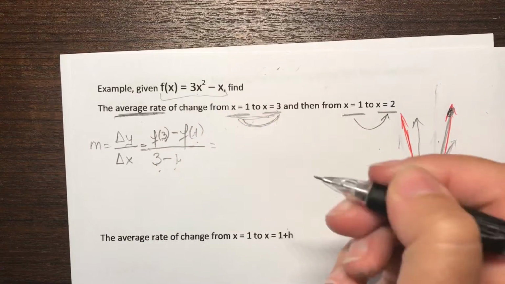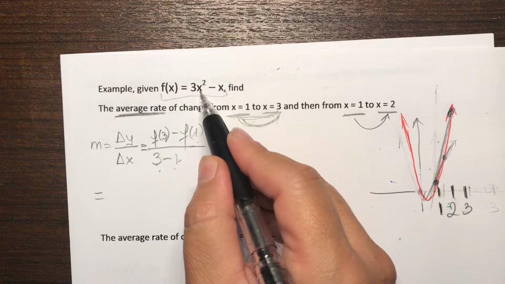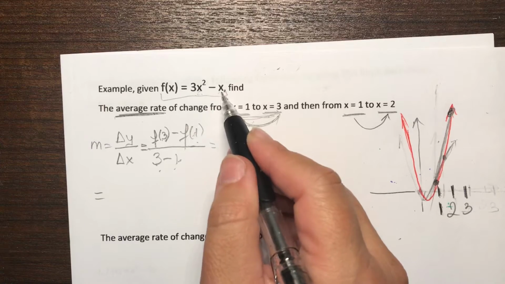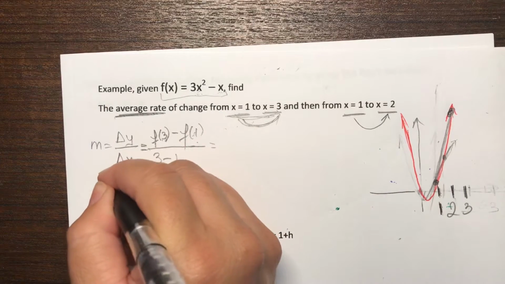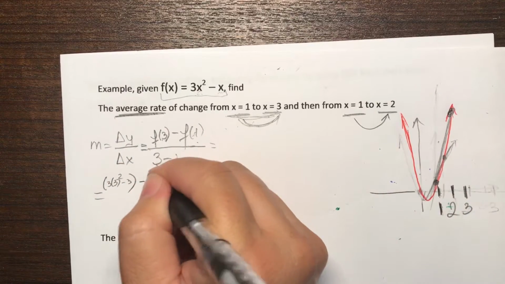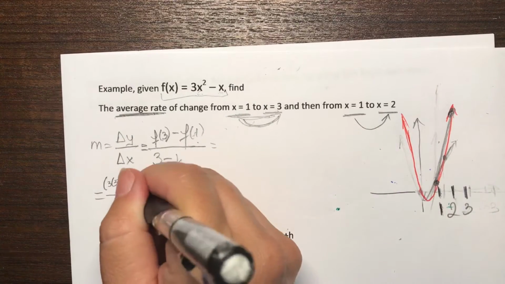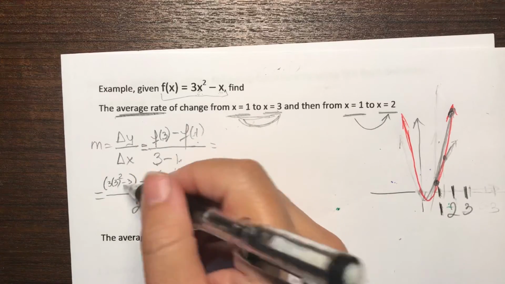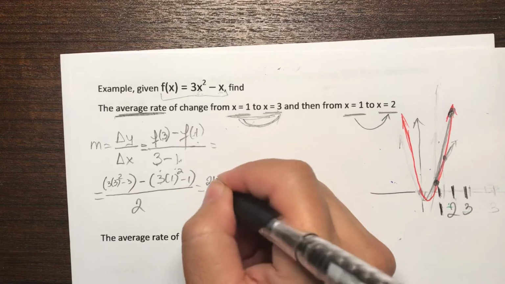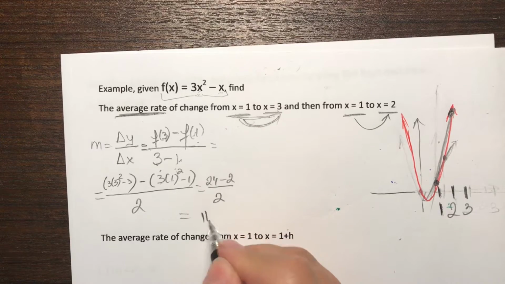So f of 3, that's 3 times 3 squared, that's going to be 27. Here, I'll write it down: 3 times 3 squared minus 3, that's f of 3, minus 3 times 1 squared minus 1, that's f of 1, all over 3 minus 1, which is a 2. So 27 minus 3, that's 24, minus 3 times 1 is 3 minus 2, that's a 2, all over 2. So this is going to be 22 over 2, which is 11.